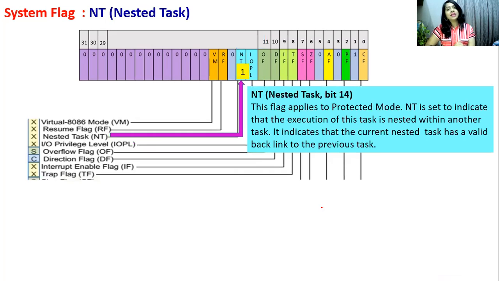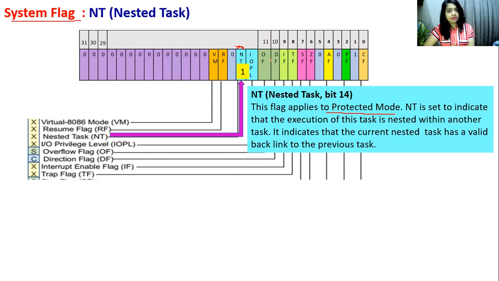Now the next flag is NT. NT stands for nested task and it is a system flag. So you can see here this is the NT flag. What does the NT flag do? It is a nested task, that means it is used in case of nested loops. This flag applies to protected mode. Again, it is applicable only when the 80386 operates in protected mode.